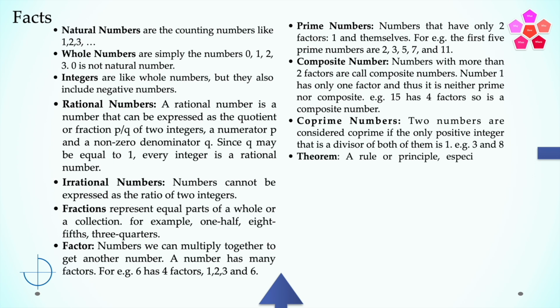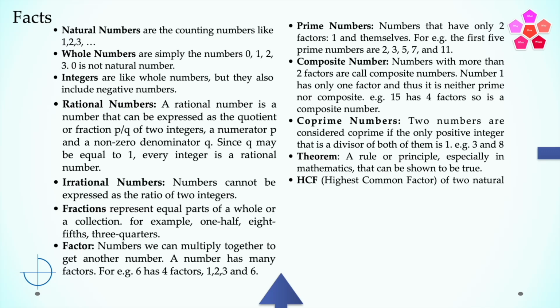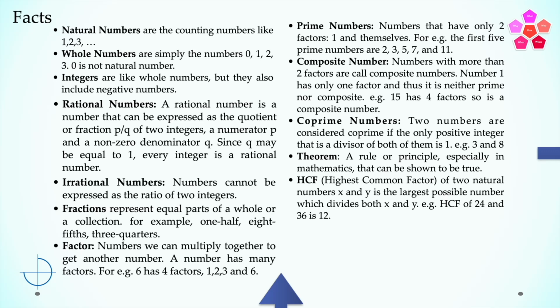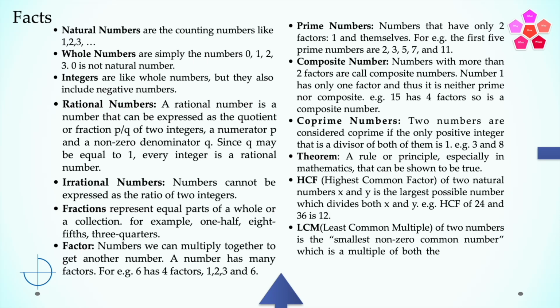A theorem is a rule or principle, especially in mathematics, that can be shown to be true. HCF, highest common factor, of two natural numbers x and y is the largest possible number which divides both x and y. Example, HCF of 24 and 36 is 12. Least common multiple, LCM, of two numbers is the smallest non-zero common number which is a multiple of both the numbers. Example, LCM of 2, 3, and 5 is 30.